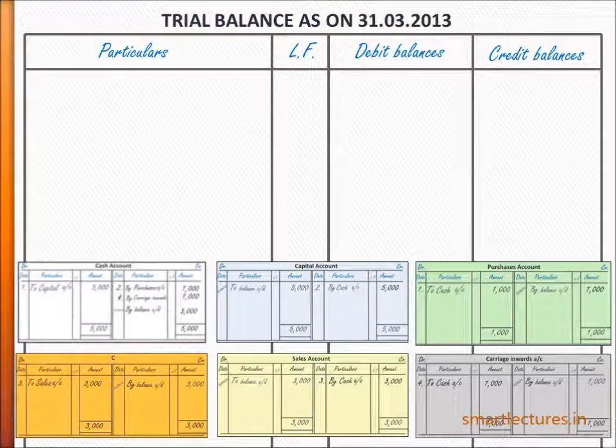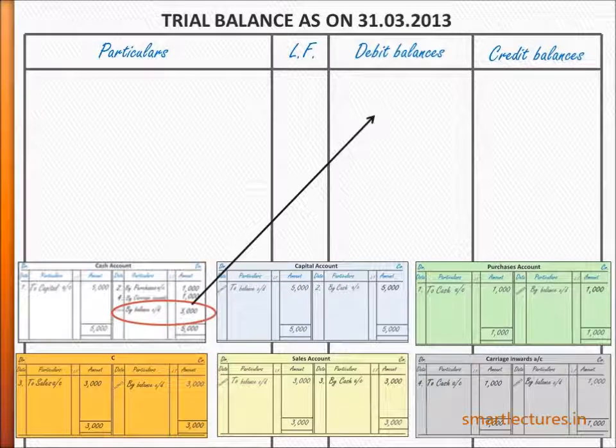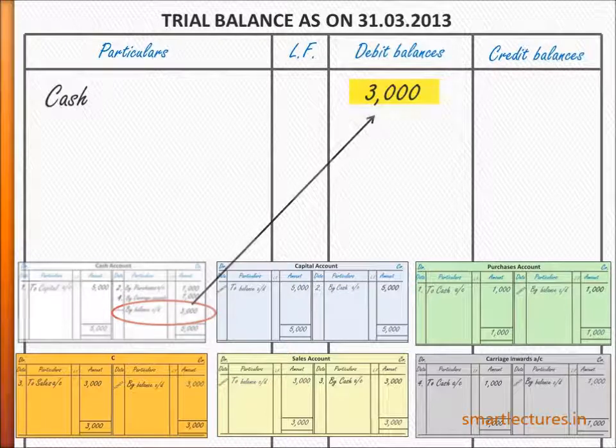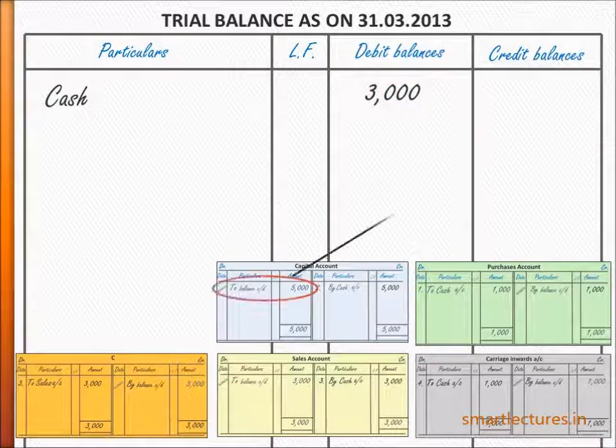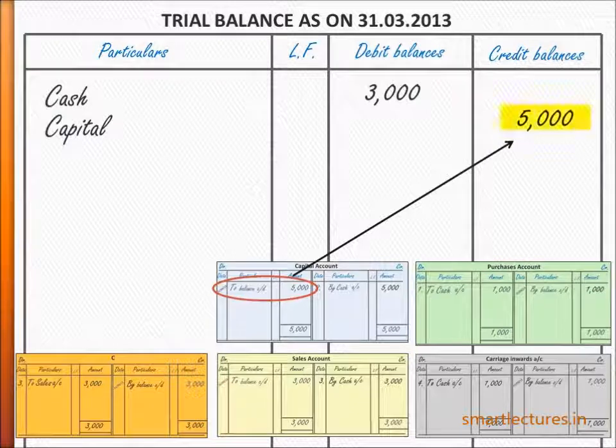So first of all, find out the closing balance of cash. It's a by balance c/d on credit side rupees 3,000. It will be moved to debit side of trial balance. Cash rupees 3,000. Now capital account. To balance c/d rupees 5,000. It will go to the credit of trial balance. That will be capital rupees 5,000.